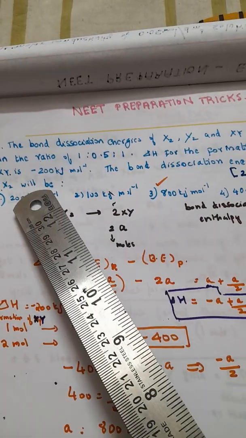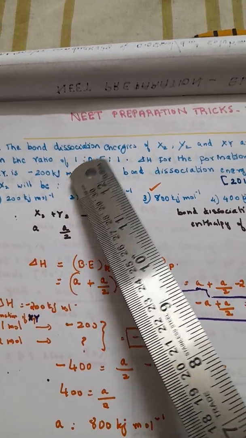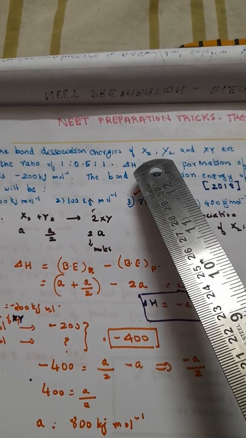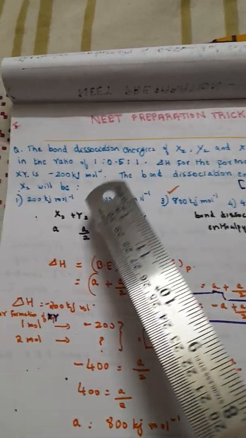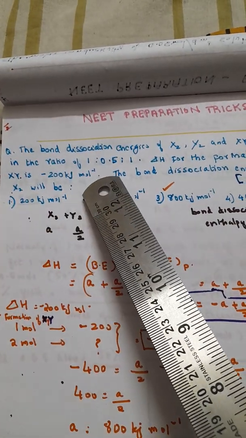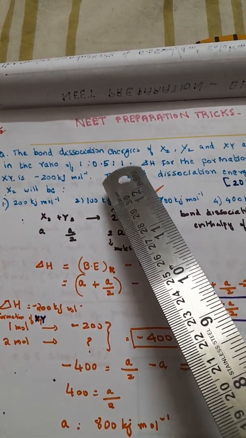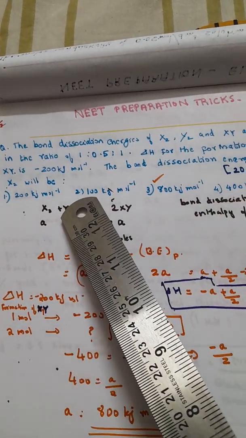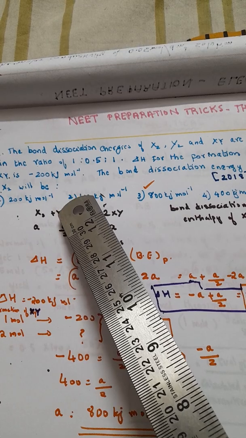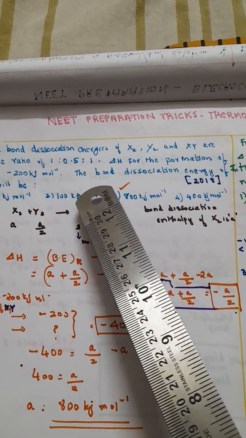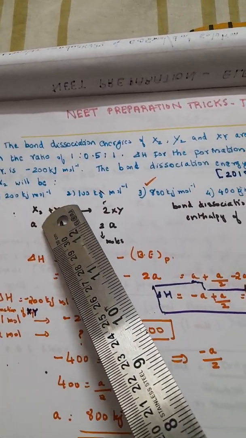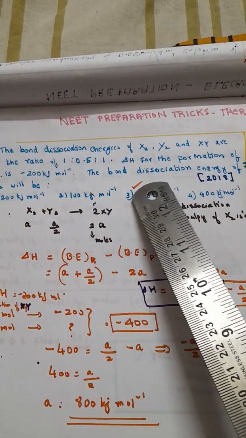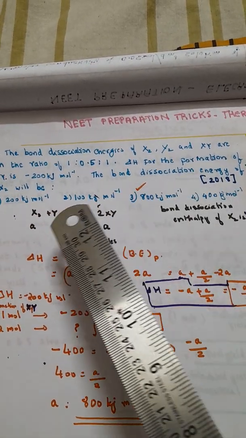So what is the first question? The bond dissociation energies of X2, Y2 and XY are in the ratio of 1:0.5:1, and delta H for the formation of XY is minus 200 kilojoule per mole, and the bond dissociation energy of X2 will be. This question had come for NEET 2018.